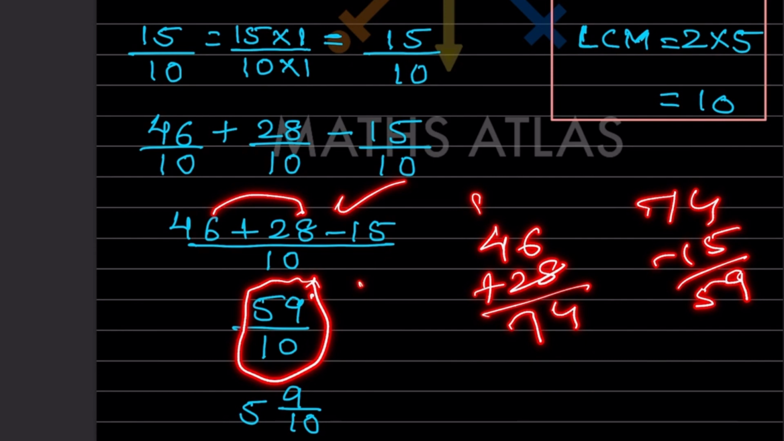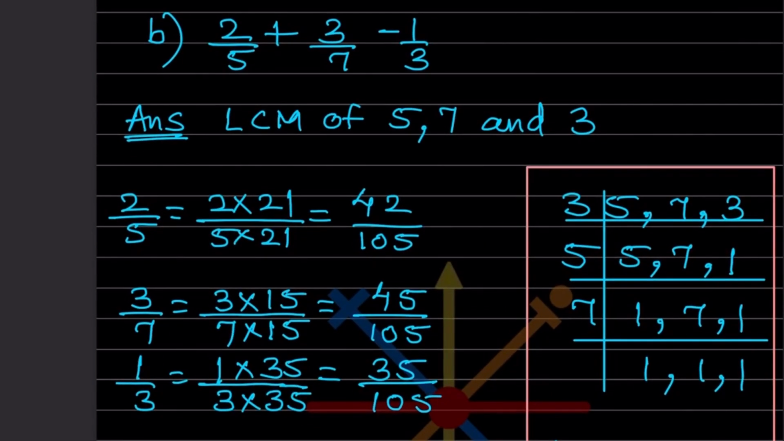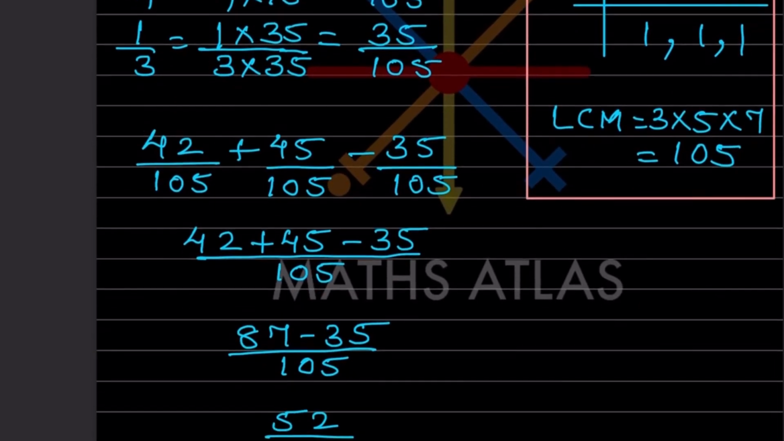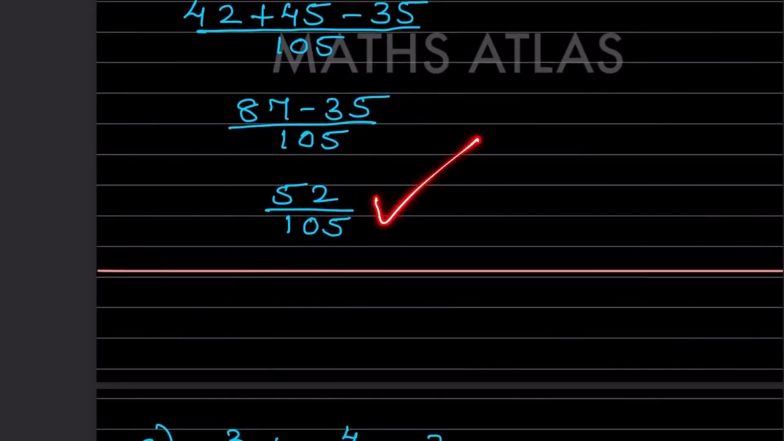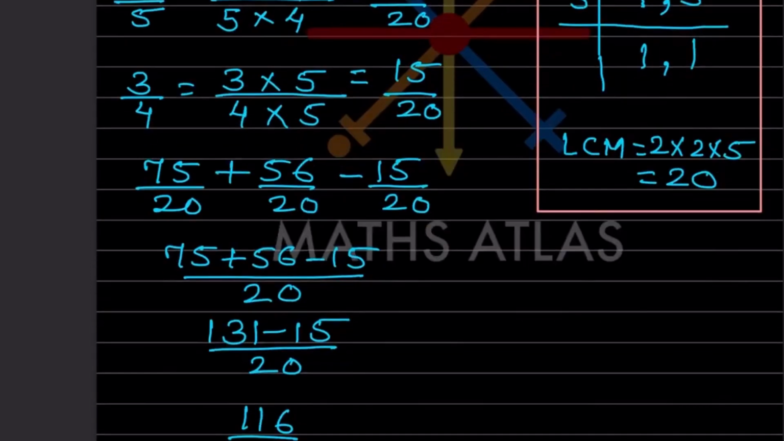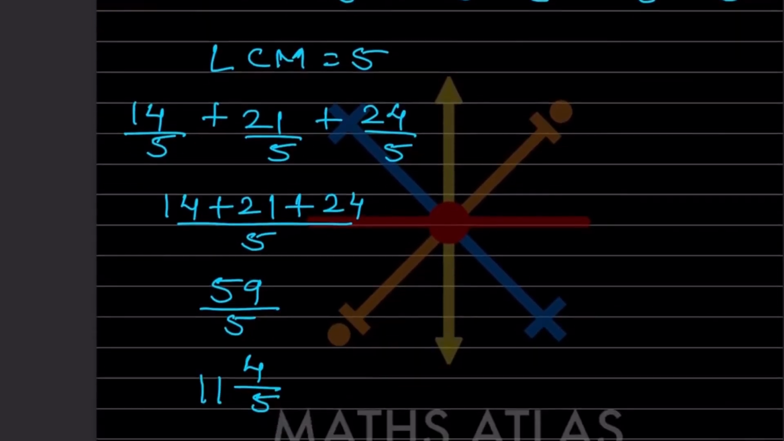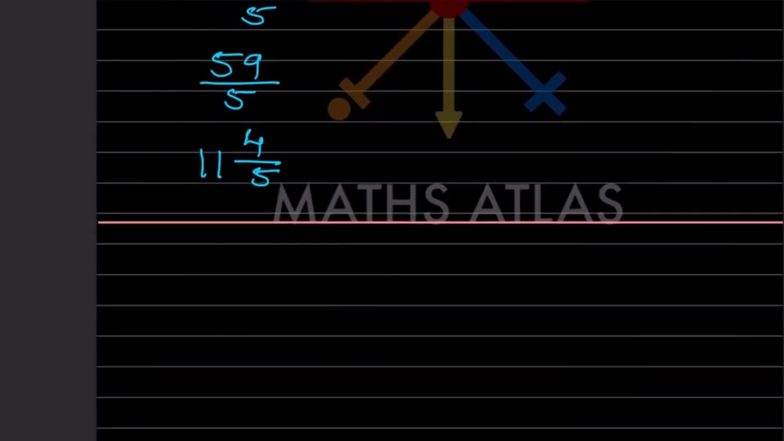So if you want, you can put one step over here. So now 59 by 10, again this is improper. You have to make it a mixed fraction. Same here. Only there are 3 numbers and here is plus and minus. The steps are the same. You just look at it and this is the final answer. Or go again the same over here. This is the final answer. Again here, same. 11 into just 4 by 5 is the answer.